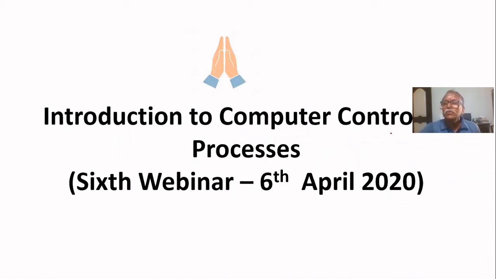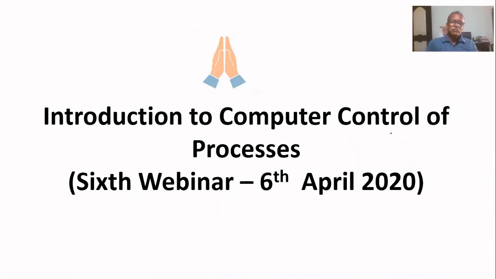Introduction to computer control of processes. If you use any computing device in the process loop, then it is called computer control of processes. For example, if you use the PC itself as a controller, as you are doing in the lab controlling the fourth order process, you are using the PC as a PID controller. That is called computer control of process.